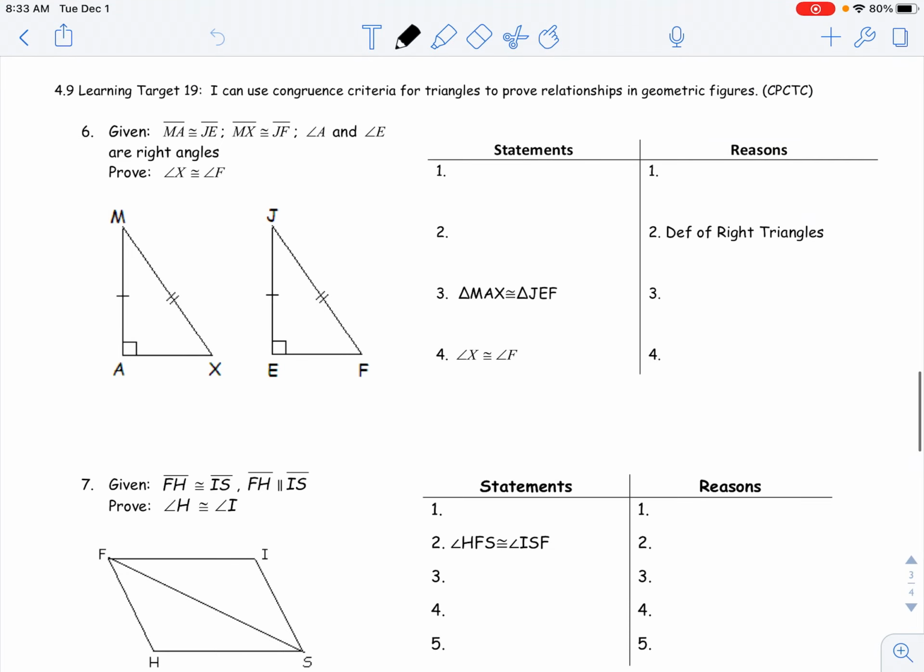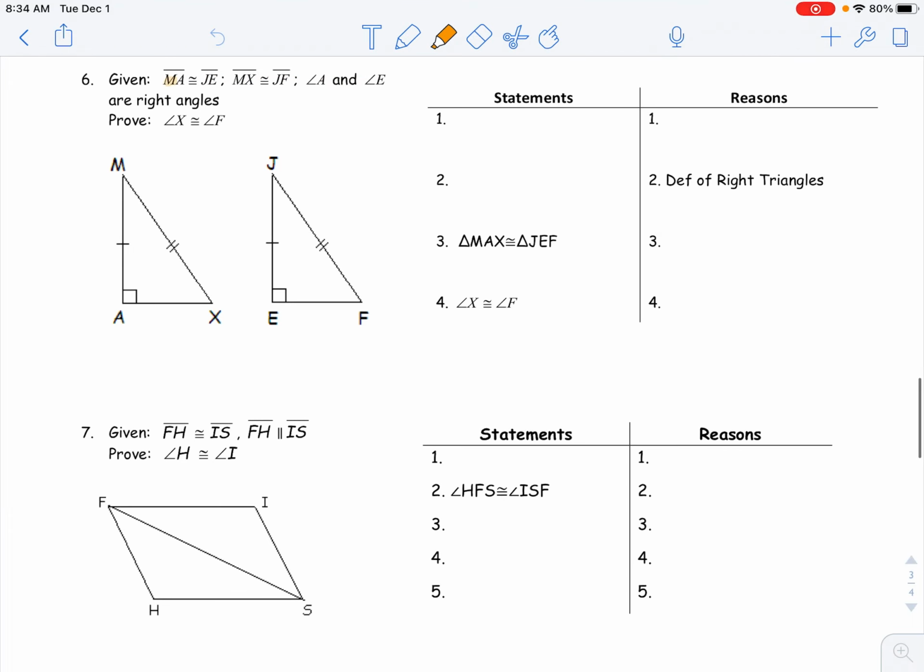All right, last video. Let's knock this out. So given, again, you guys are spoiled rotten. Look at all this information it gave us. It gave us that these sides were all congruent, that these are right angles. So given.